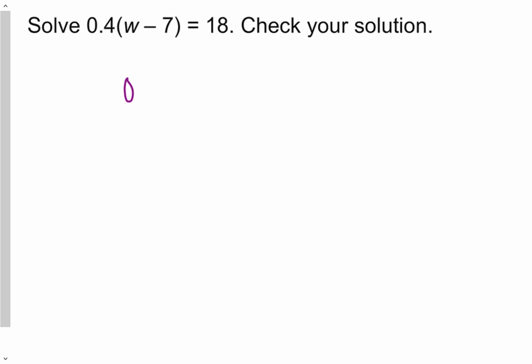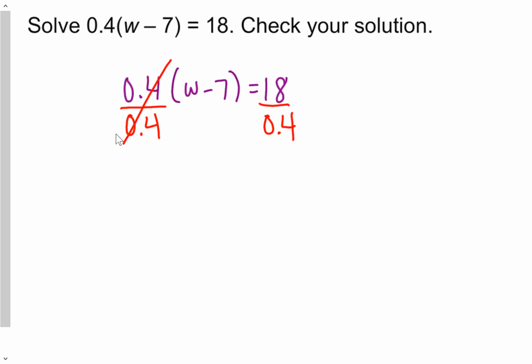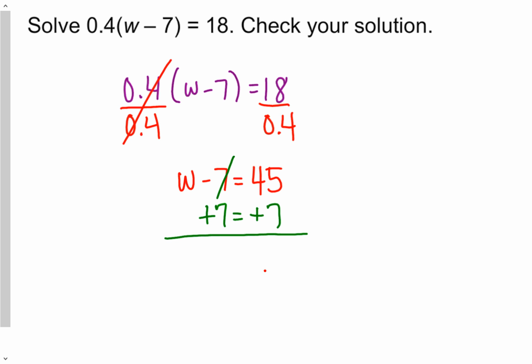Okay, here's another example. So negative 4 times w minus 7 equals 18. Again, our coefficient is 0.4, so it's being multiplied. So let's divide by 0.4 on both sides of the equation. This cancels out to 1. So I'm left with w minus 7, and that equals 45. Okay, so we're taking a look at our variable w being subtracted by 7. So let's add 7 on both sides of the equation because we're doing the inverse. This cancels out, so w is going to equal 52.